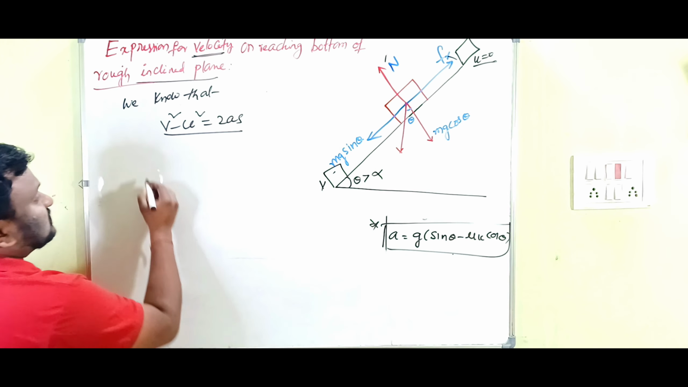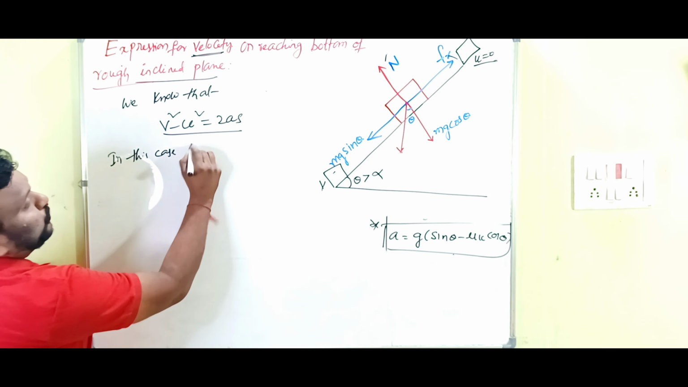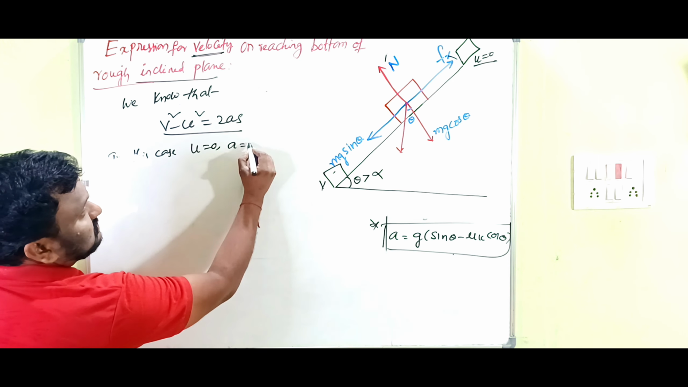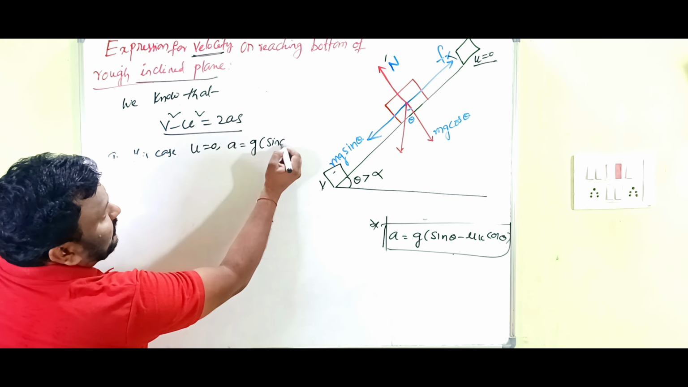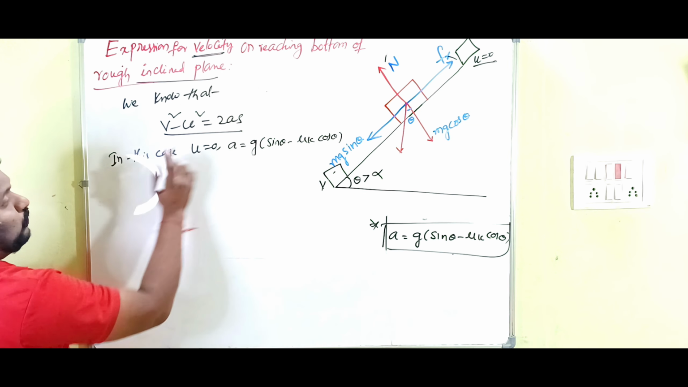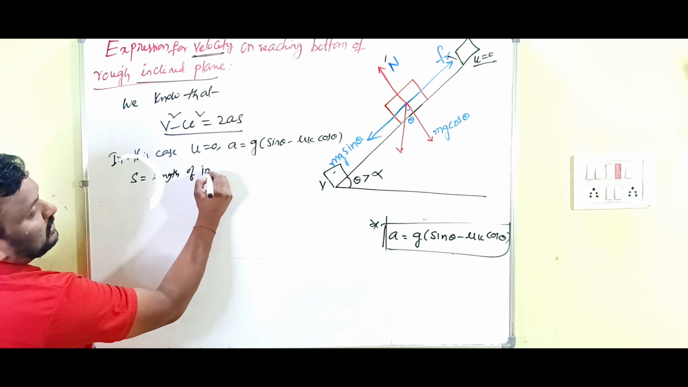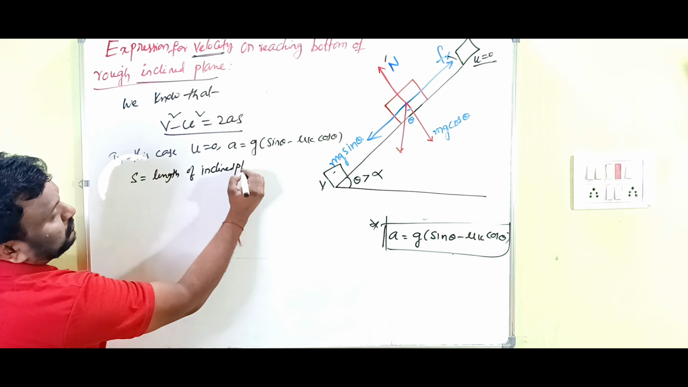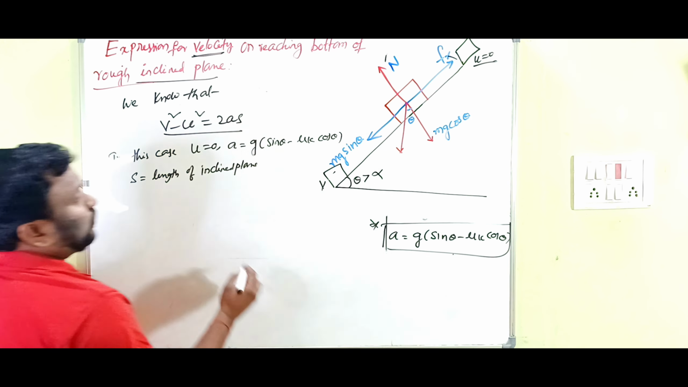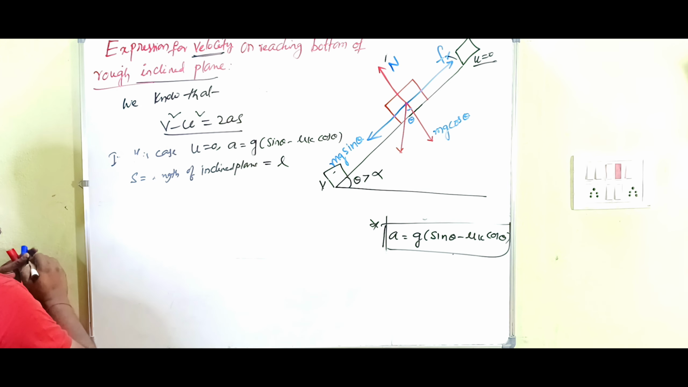That's why, in this case, u is 0 and a is nothing but g of sin theta minus mu k cos theta. Already we derived it. And what is s? s is nothing but the length of the inclined plane. The distance traveled from top to bottom is nothing but the length of the inclined plane, that is L.